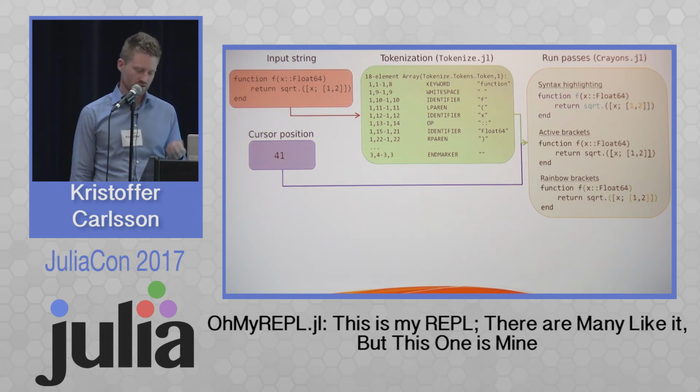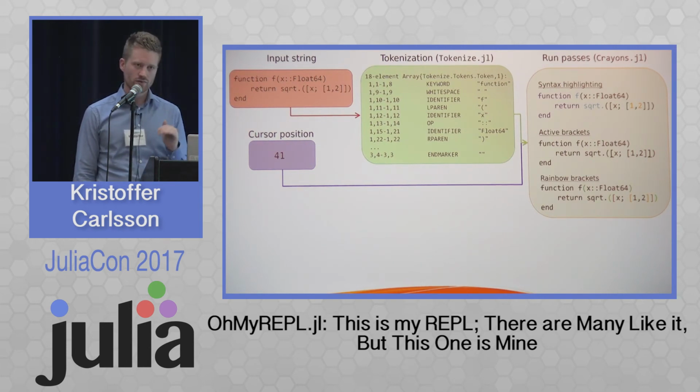I have three passes here: the syntax highlighting, the active brackets, and the rainbow brackets. The syntax highlighting goes through the tokens and does what it wants. It says, okay, the function token should have this color, and so on. And then, completely independently, the active bracket pass does the same thing. You can see here that the cursor position happened to be inside this square root function, so this is where the brackets are a bit more bold. And then the rainbow brackets does its own thing. It matches matching brackets and puts those in the same color.